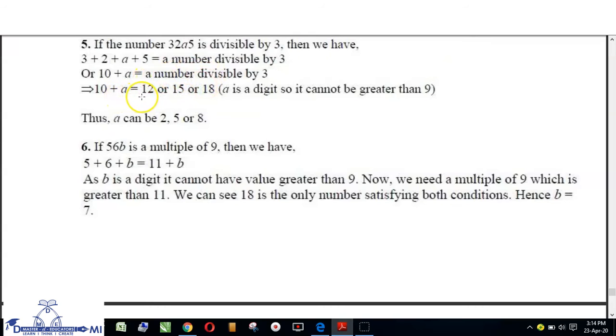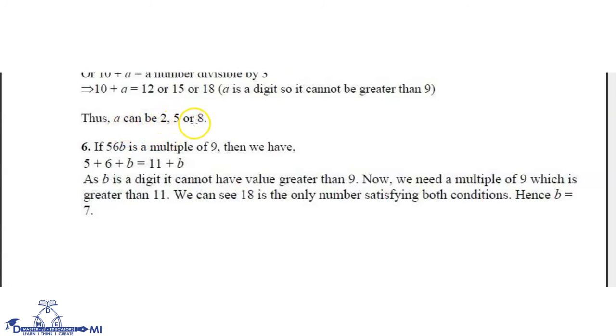So 10 plus A is equal to, first option will be 12, second option will be 15, third option will be 18. A is a digit, so it cannot be greater than 9. So we're picking up values of A as 2, 5 and 8. So the possibilities of the digit at tens place, that is A, are 2, 5 or 8.